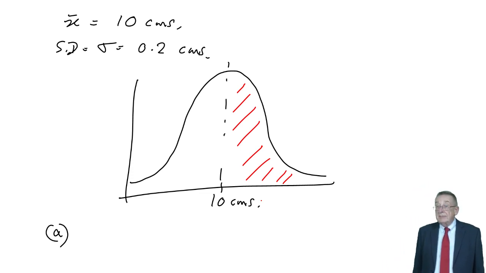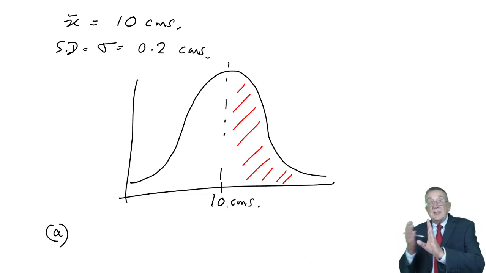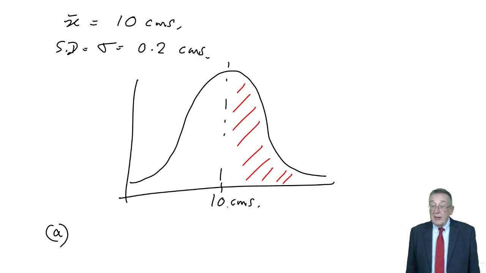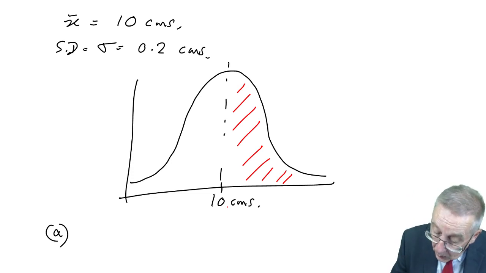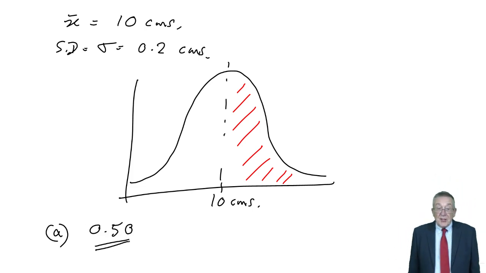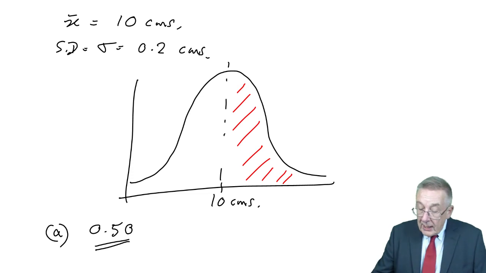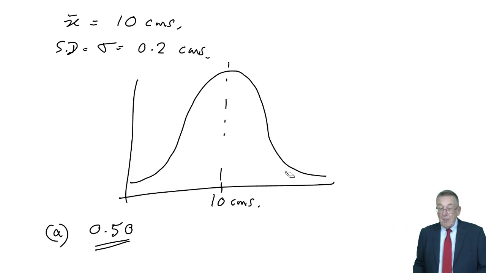Well, remember, it's symmetrical. And so surely, if the mean is 10 centimetres, 50%, 0.5, are higher, 0.5 are lower. So I don't need any further arithmetic. That red area must be 50% or 0.5 of the total area. So we can say 0.5 of our units, 50% of the units, would be more than 10 centimetres long. Now then, although that should make sense straight away, what about the next question?